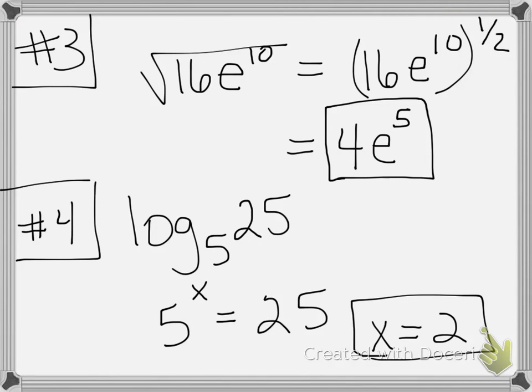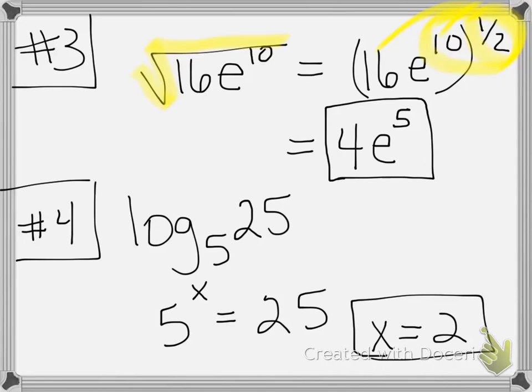For number 3, I've taken the square root of 16e to the 10th, and I've rewritten it as 16e to the 10th to the 1/2 power, because the 1/2 power represents the square root. The square root is equal to an exponent of 1/2. Now if you distribute the 1/2 power to both, that's the 16 to the 1/2 power, well that's the square root of 16, which is 4, and then e is to the 10th power times 1/2, and 10 times 1/2 is just 5.